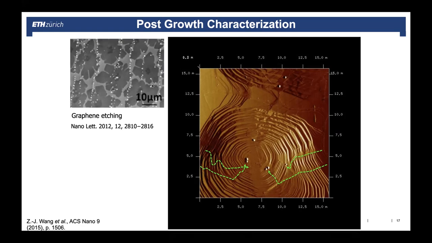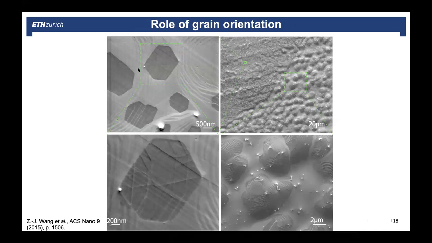And when we look a bit, we see that these reconstructions during cooling, they, of course, depend on the grain orientation. So we have a polycrystalline copper foil where the copper atoms are differently packed, and a 1-1-1 is a quite stable surface. We don't have so much reconstructions. We have some, but it's relatively flat. On some other grains, there are huge reconstructions.